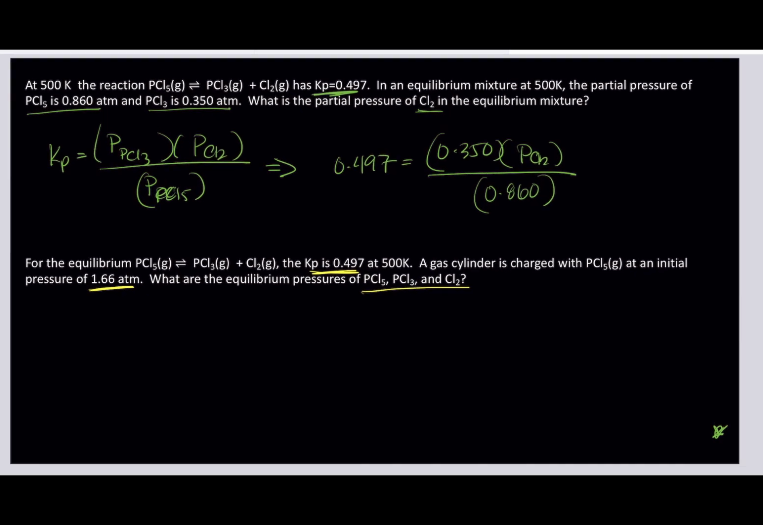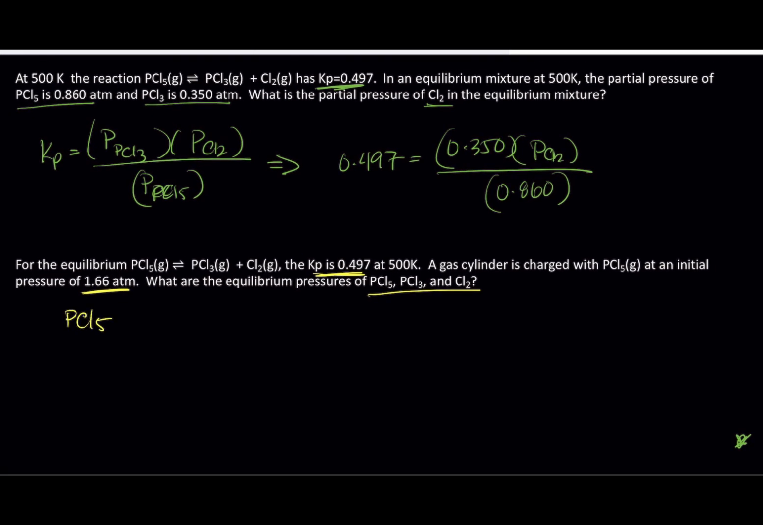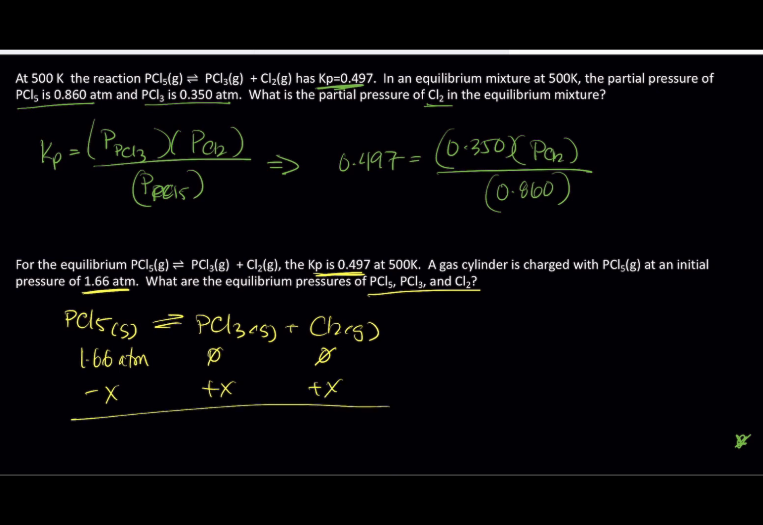So we've got PCl5, PCl3, and Cl2, and we have an initial of 1.66. We got none of this because that's what that means, right? And we're going to lose some, make some, right? And we have 1.66 minus x, and x, right?